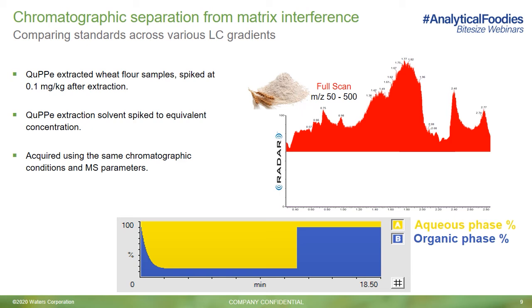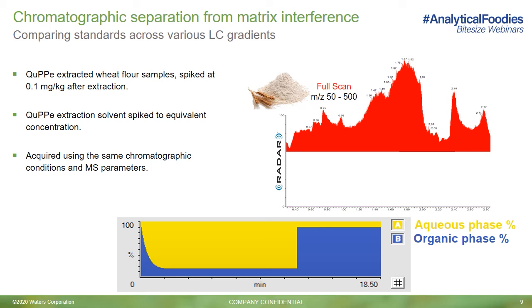Having previously optimized the column selection and gradient to ensure good retention of all anionic polar pesticides, we can experiment with the gradient profile to reduce matrix effects without needing to worry about losing significant retention of the first eluting compound. In this example, we're looking at AMPA, spiked into a QuPPe extracted flour sample.